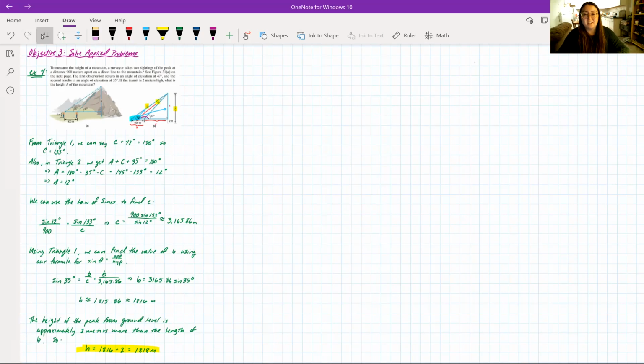If you would like to see other applied problems, there are many in your book that you can look through, which I highly suggest doing, so you get a feel for more of the applied problems for our sections.